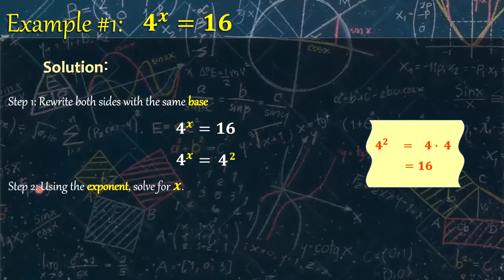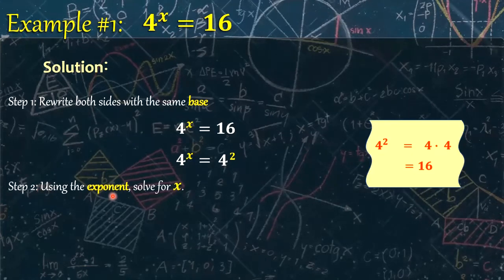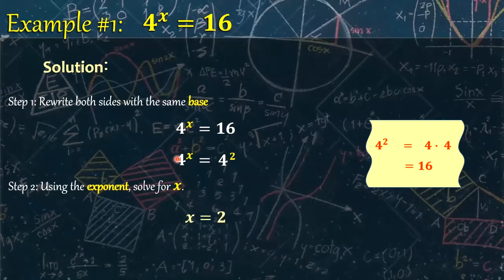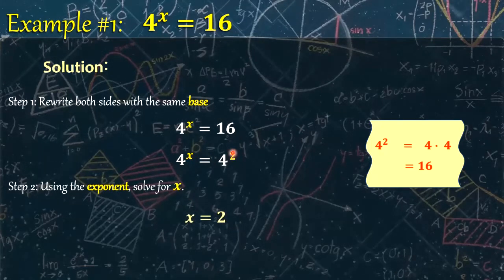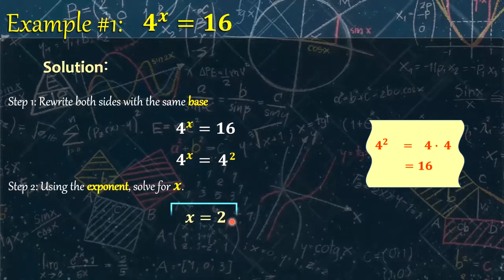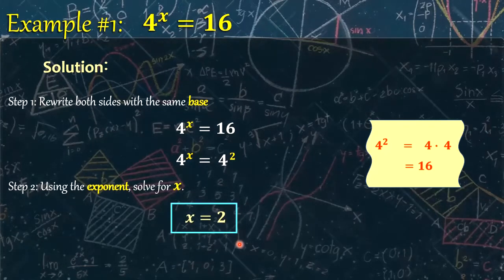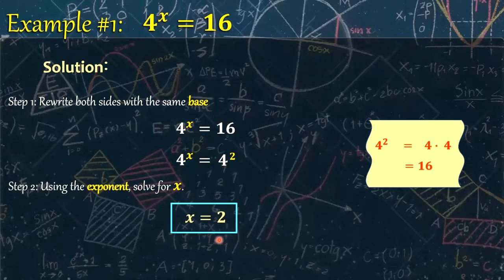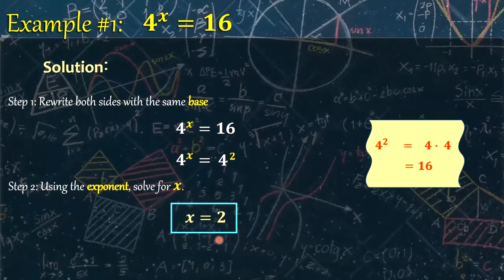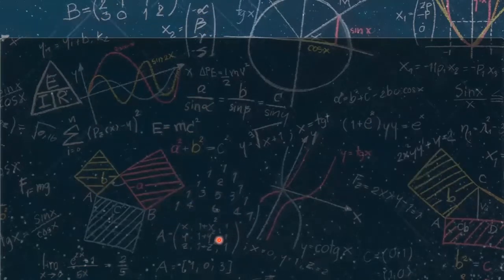Now, second step, using the exponent, solve for x. So, copy the exponent on the left side as well as the exponent on the right side. And after that, since it is already simplified, therefore, this is the final answer. x is equal to 2. Let's proceed to example number 2.